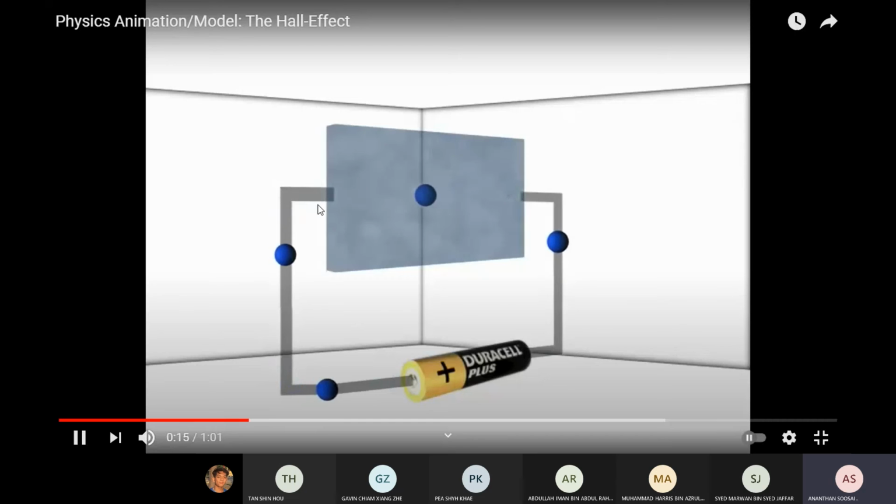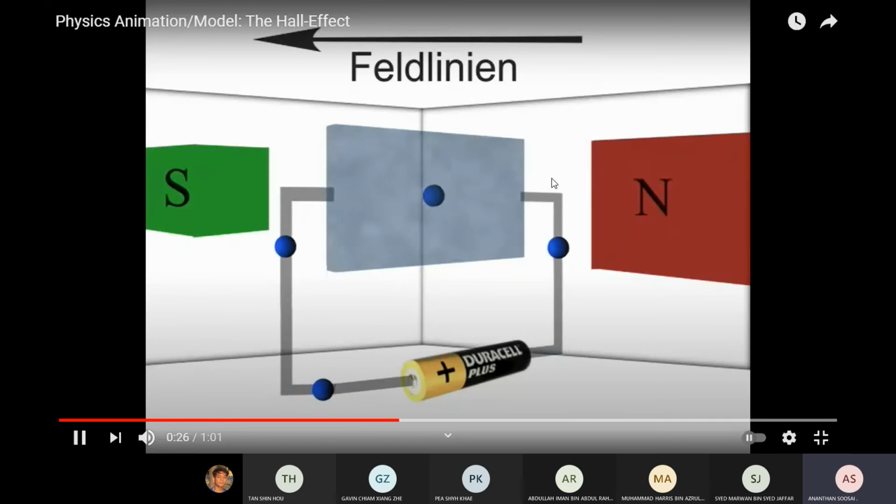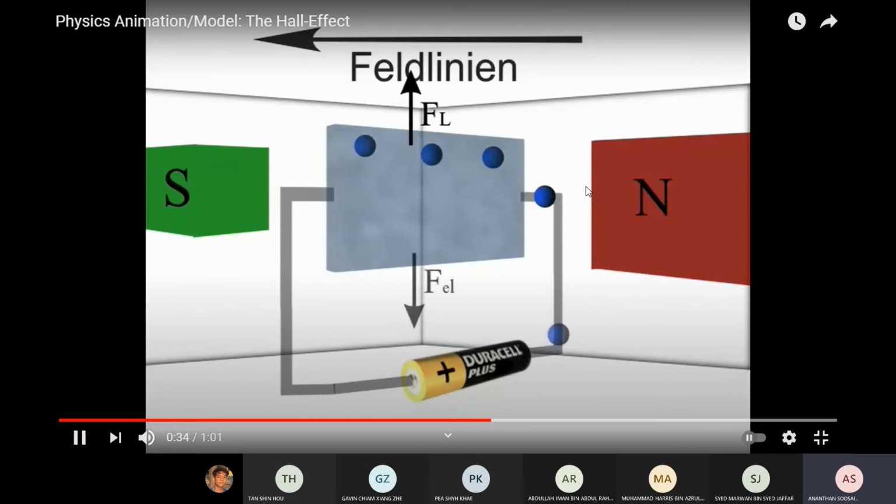So the current flows. Actually, this is electron flowing. So you apply a magnetic field. Use your Fleming left-hand rule. The magnetic field is to the left, the force will be upwards, so the electron will stick at the side. Then an electric field is created sideways. The electric force balances the magnetic force, so the electron will go straight. So you put a voltmeter across here, up to down, and you get a Hall voltage.